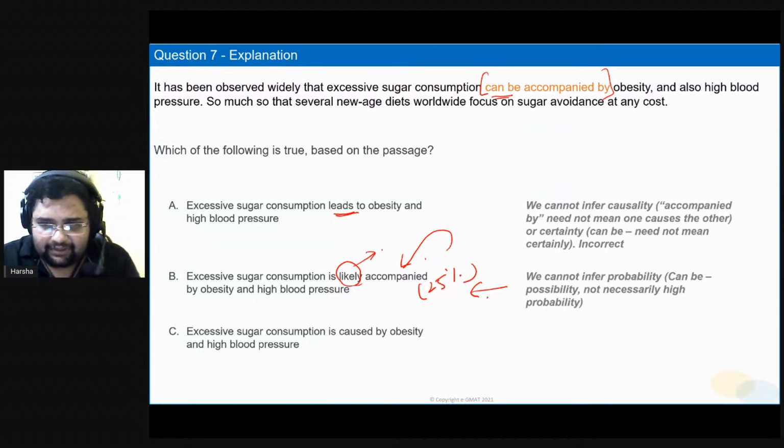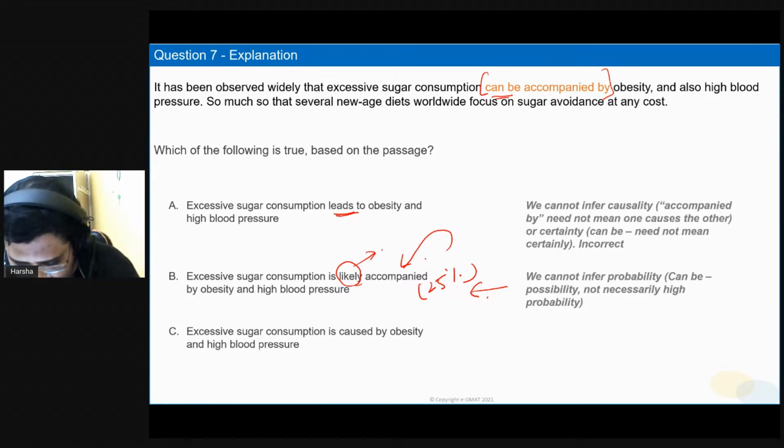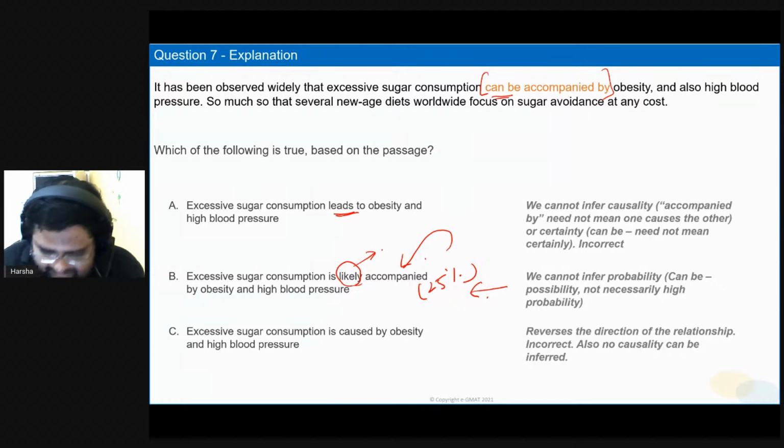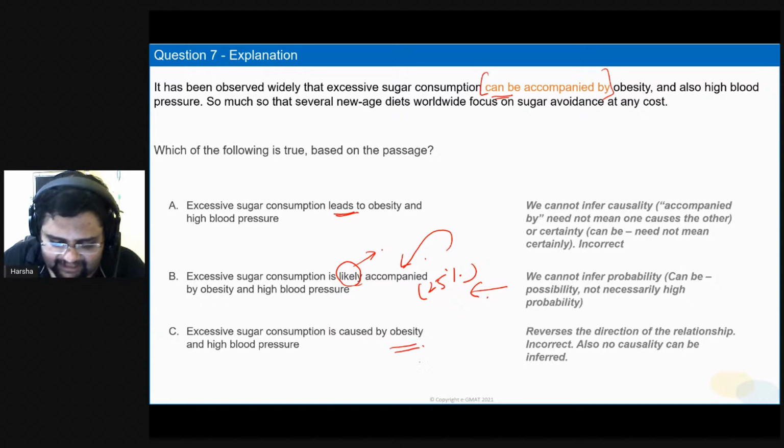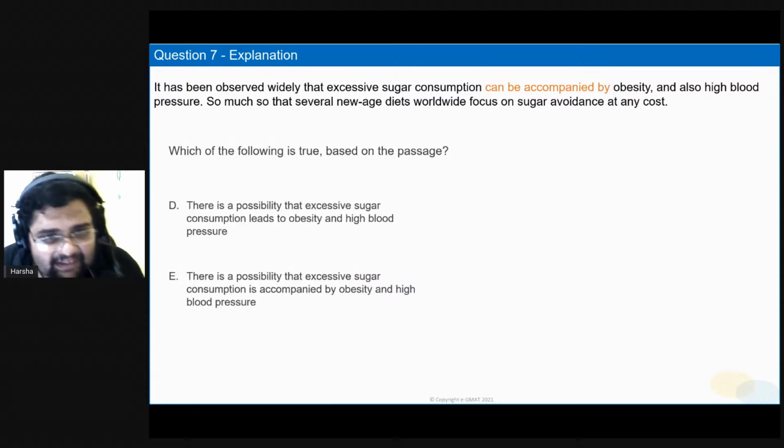If you're getting clarity on this, please put it on the chat so that we all know that we are learning. All right. So let's come to option C. Option C is fairly easy. It again borrows from the same previous question. It reverses that causality, which by the way does not exist. Also, there is no causality.